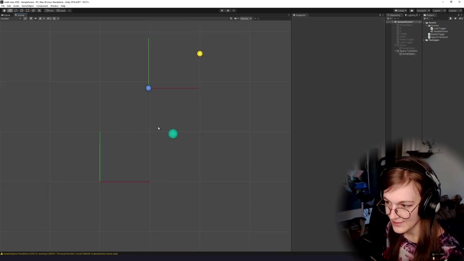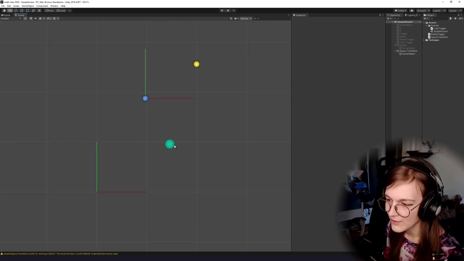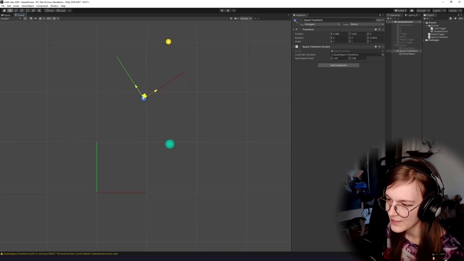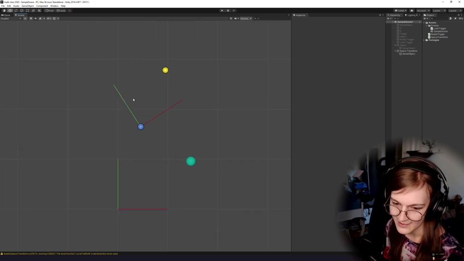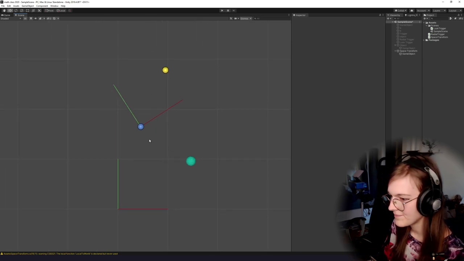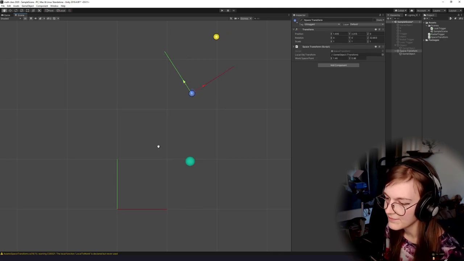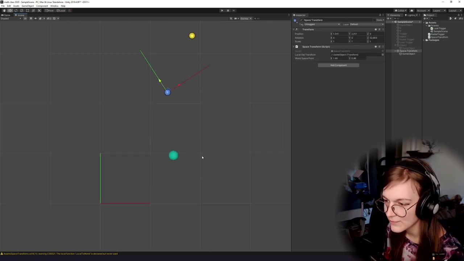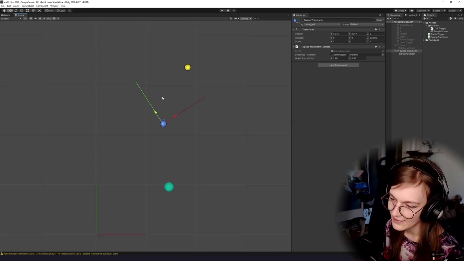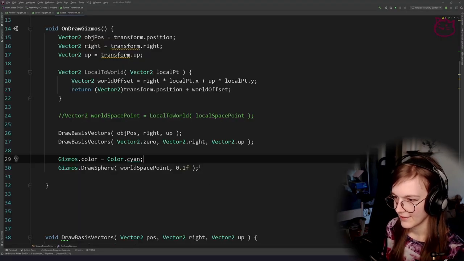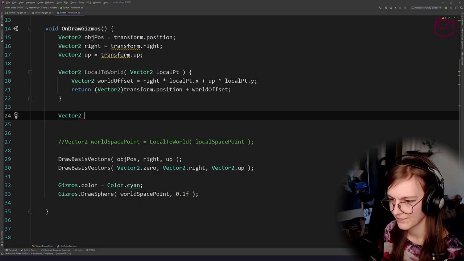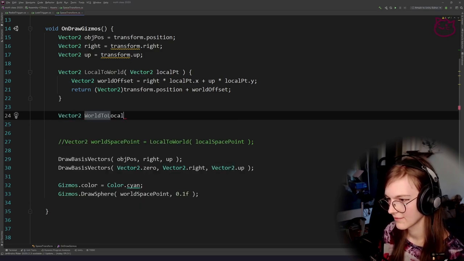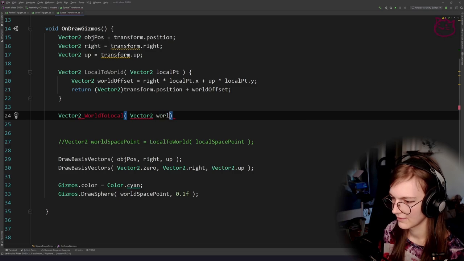Because this one is now in world space, how do we figure out what local space coordinates this would have if it was in this space, right? So essentially what we need to do is transform this world space point into the local space of this transform. All right, so let's make a function for that. World points.